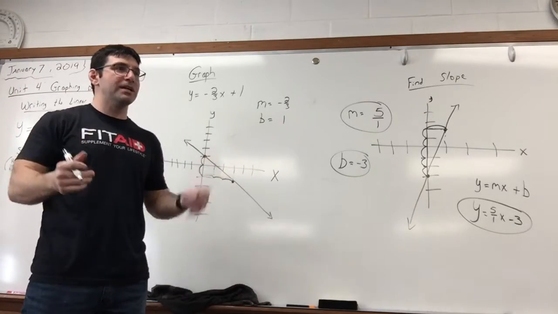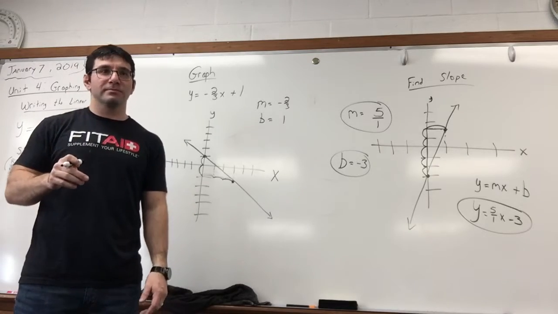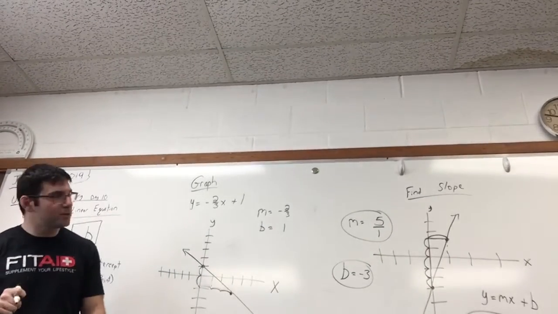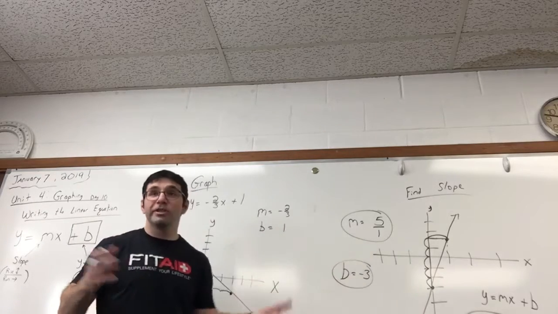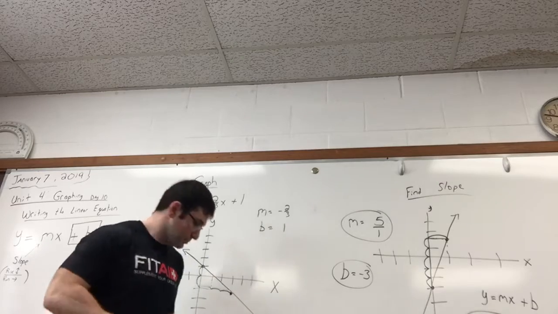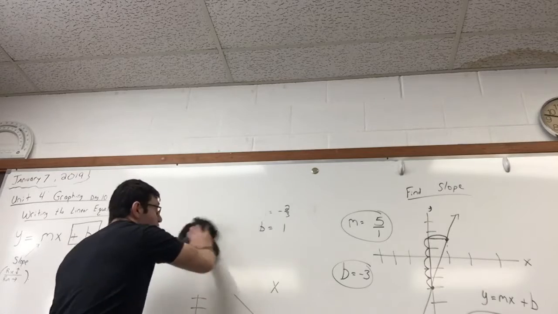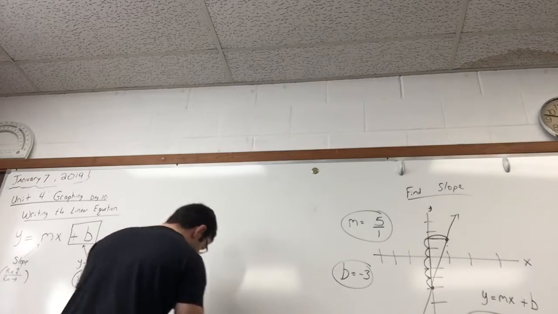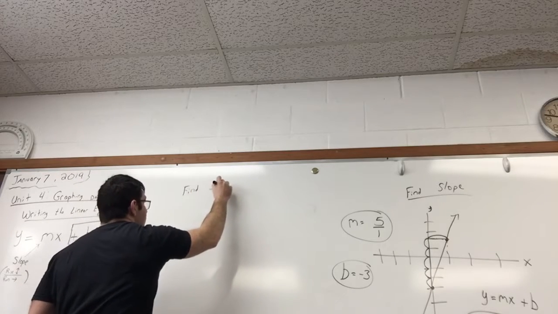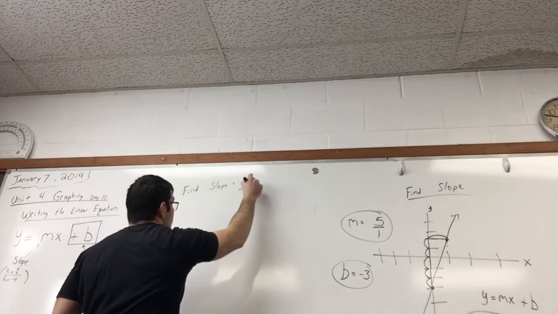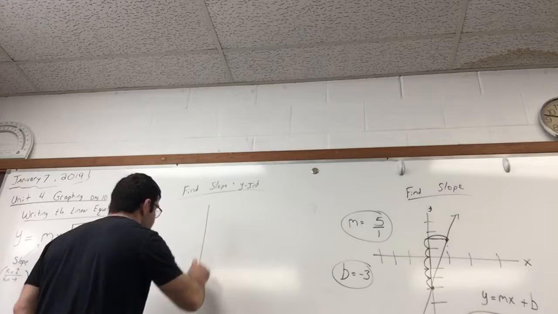What 2 things do we need? What 2 things do we have to write the equation of a line? What do you think, Mason? What 2 letters? M and B. M and B. You need your slope. You need your y-intercept. That's it. So here's what you're going to do. You're not writing the equation yet. You're finding M, find B. So find slope and y-intercept. Okay, you're going to find your slope, you're going to find your y-intercept.